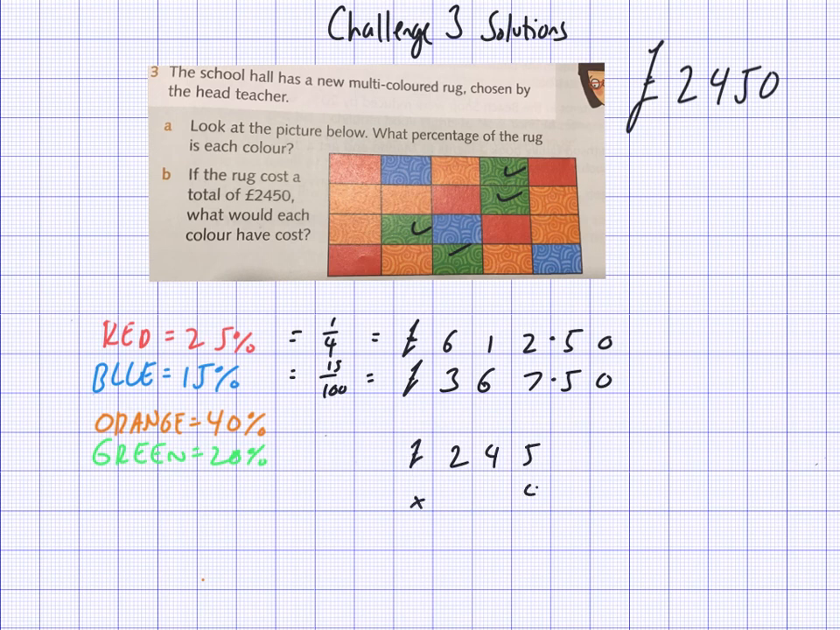The orange is 40%, so again I'm going to take the 10%, which is £245. I'm going to multiply it by 4 to make it into 40%, which gives me a price of £980.